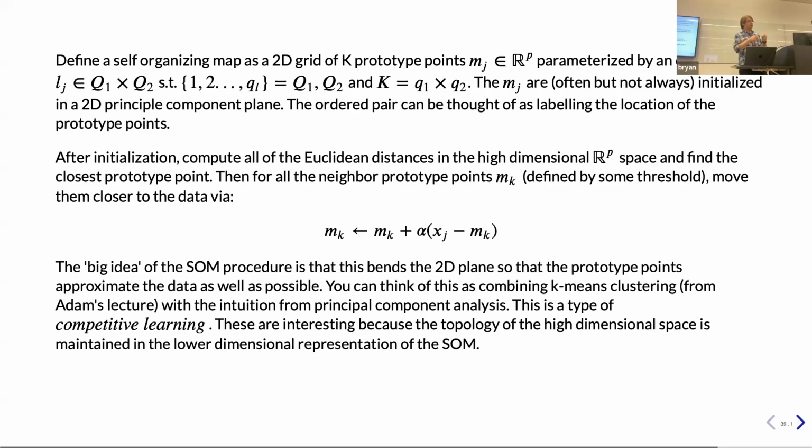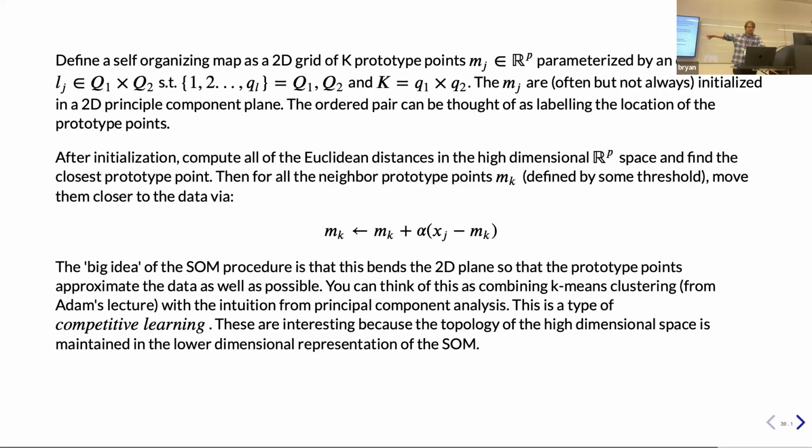And then we're going to update all of the prototype points around that according to this function, which is just taking the distances between the data and the prototype points. So what we're doing is moving the prototype points closer to the data. We're deforming this surface so that it best represents the data. That's all that's going on.